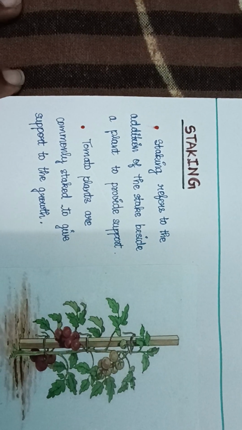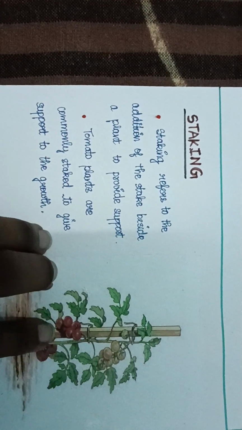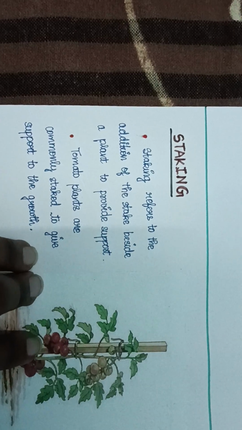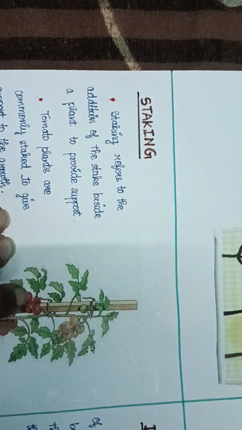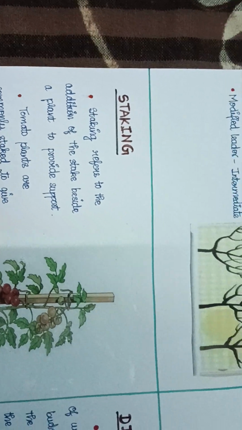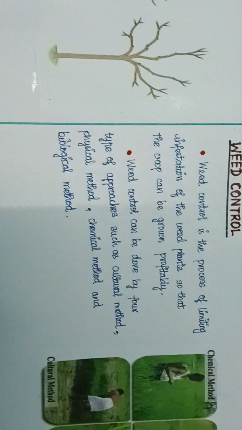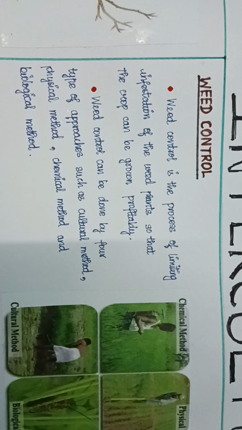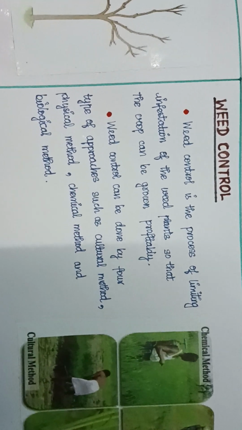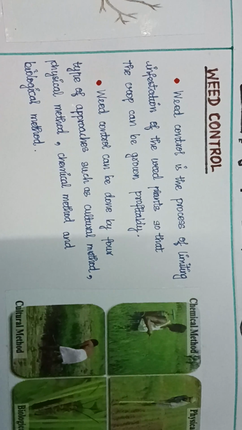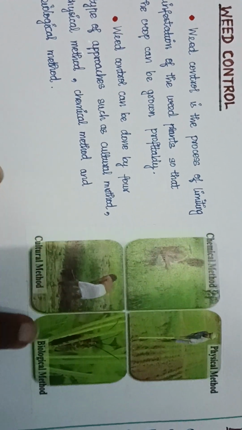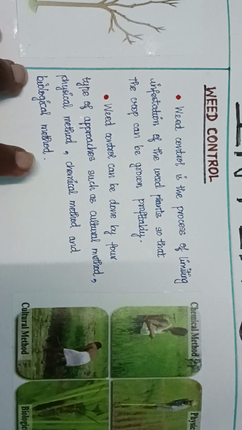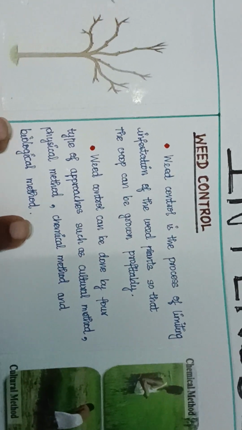The next process is staking. Staking is generally the process which takes place in the tomato, where the farmer gives extra additional support to the fruits of the tomato. The weed control process is the next process, where there are four steps taken, such as chemical method, physical method, cultural method, and biological method. Weed control is very much essential for the crops to prevent the weed infestation.